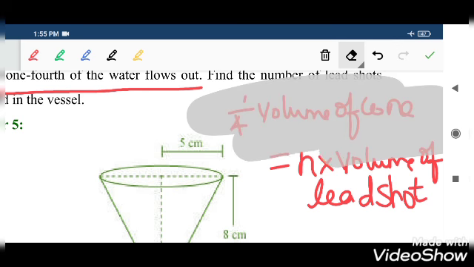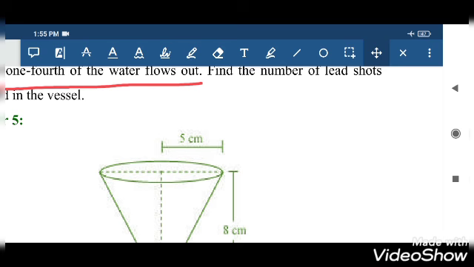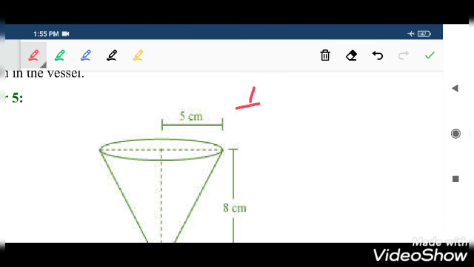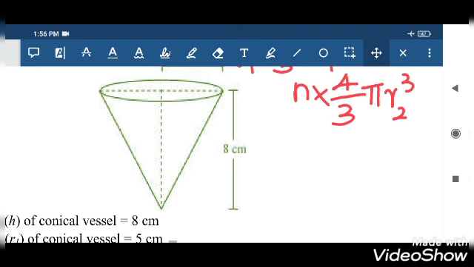So we have a formula. 1/4 into the volume of a cone is 1/3 pi r1 square h, is equal to n into volume of lead shot, which is the volume of a sphere, so 4/3 pi r2 cube. So we need to find the number of lead shot.